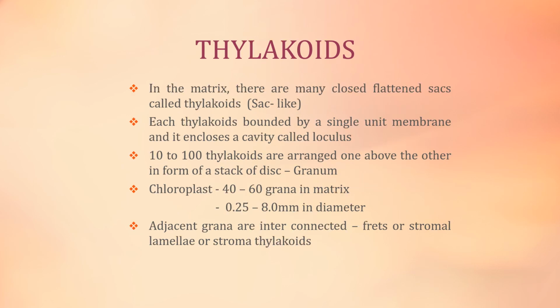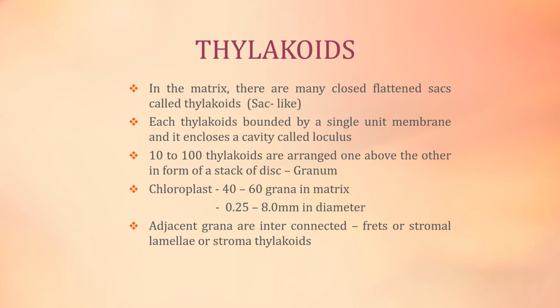Thylakoids. In the matrix, there are many closed flattened sacs called thylakoids. Each thylakoid is bounded by a single unit membrane and it encloses a cavity called loculus. 10 to 100 thylakoids are arranged one above the other in the form of a stack of discs called granum. A chloroplast has 40 to 60 grana in its matrix. The granum may be 0.25 to 8 microns in diameter.